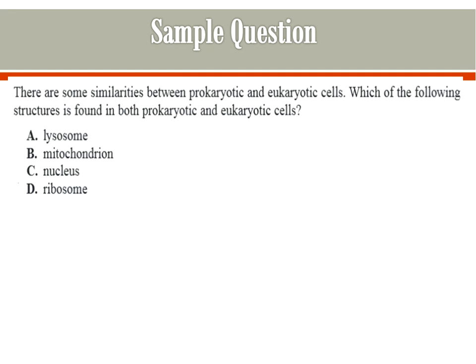All right, here's another poll, A, B, C, or D. There are some similarities between prokaryotic and eukaryotic cells. Remember, these are the only two cells on Earth. Which of the following structures is found in both prokaryotic and eukaryotic cells? So A, B, C, or D, found in both, not plant and animal, but both prokaryotic and eukaryotic. So I'll give you guys 20 seconds to try to figure that one out.